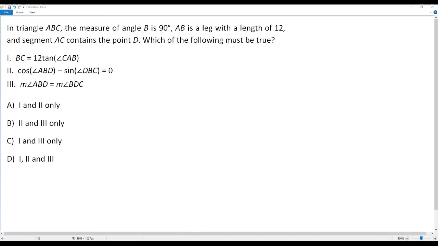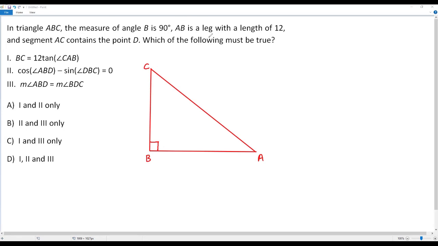Okay, in the given triangle ABC, angle B is 90 degrees. So the triangle ABC is a right triangle. Okay, first let me draw a right triangle. Since angle B is 90 degrees, we can take the point B at the right angle over here, and we can take the point A over here and C over here.